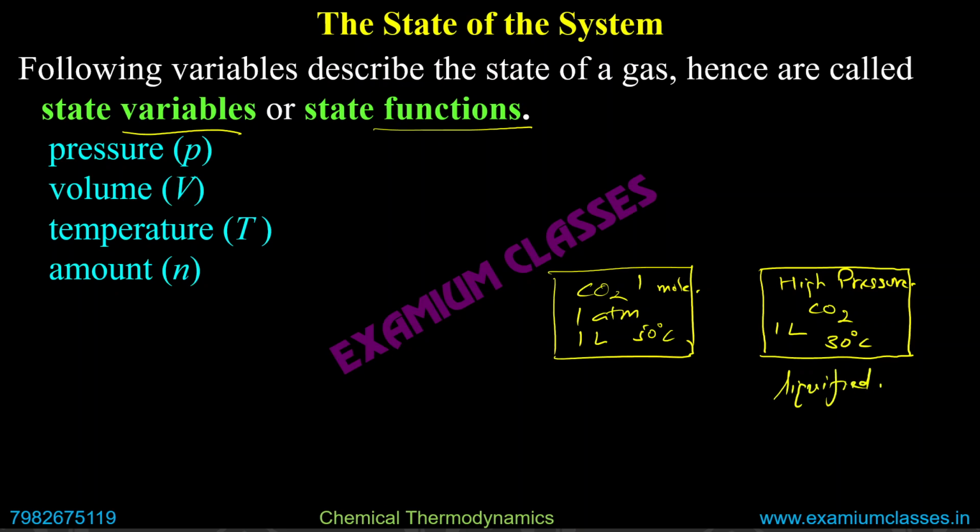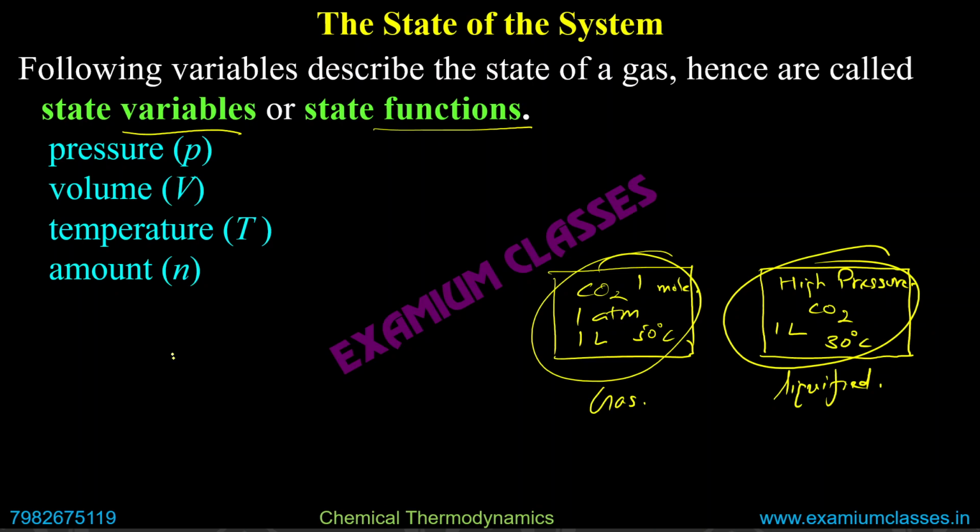So state changes. Pressure, volume, temperature, amount, all these decide the state of a gas. So these variables are known as state variables. Another important point: state variables do not depend on how the change is brought about.